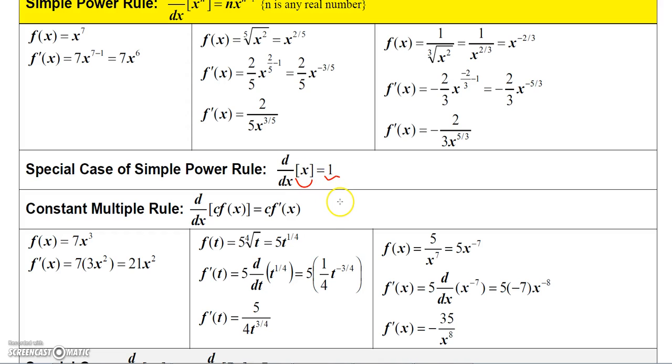So you don't really have to think about the power rule. If you're taking the derivative of x with respect to x, it's just going to be 1.